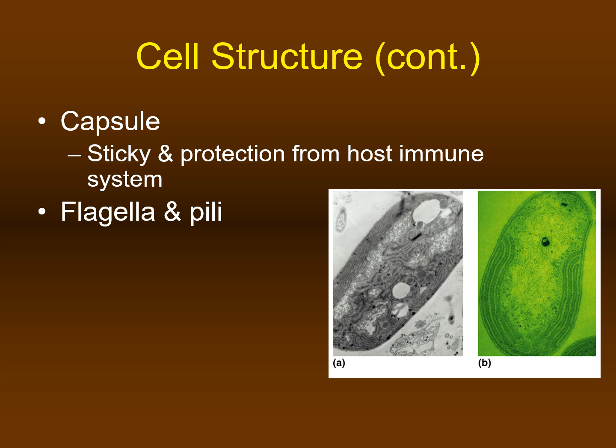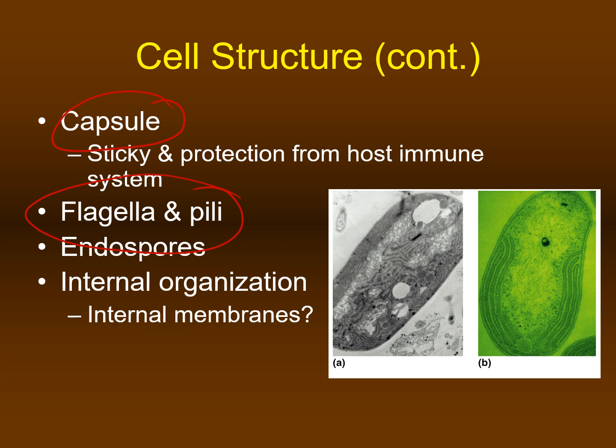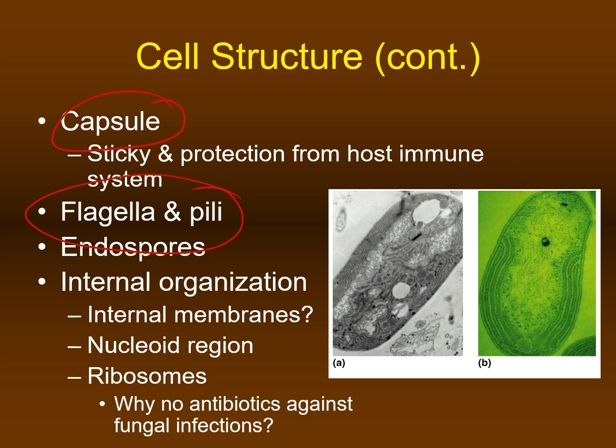Now, what about the cell structure of bacteria? We figured that they may have capsule, they can have flagella, they can have pili, they can have endospores, but they don't have internal membranes as the membrane-bound organelles. All they may have are just folds of the membranes. Finally, bacteria have a region called nucleoid where DNA is located. And of course, all bacterial cells have ribosomes.